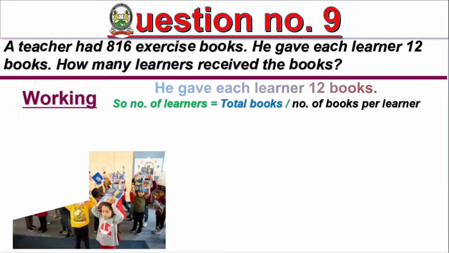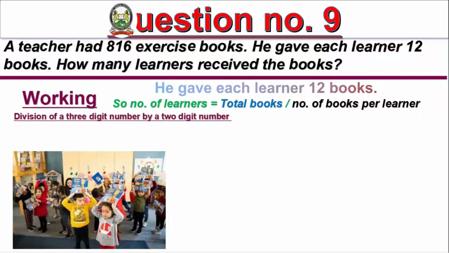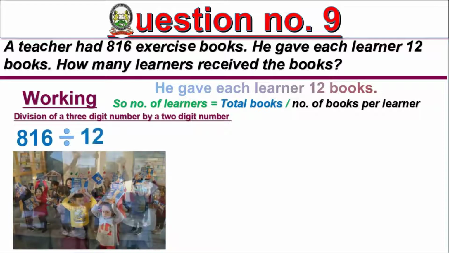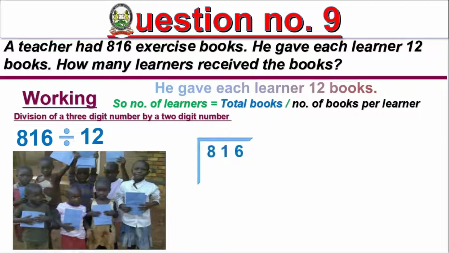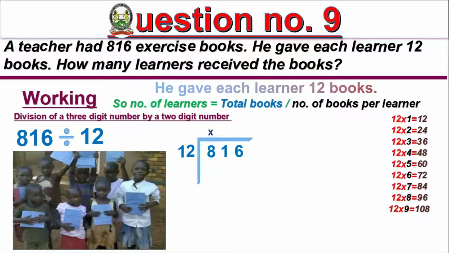So the teacher gave out, it is division of a 3-digit number by a 2-digit number. So 816 divided by the 2-digit number 12. You can write the multiples down. 12 times 1 is 12, 24, 36, 48, 60, 72, 84, 96, 108, 120. Okay. So 816 divided by 12. Can 12 get into 8? No. So you put a zero, or you just put an X, or you can just leave it like that and move on.